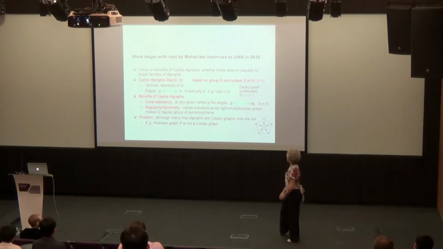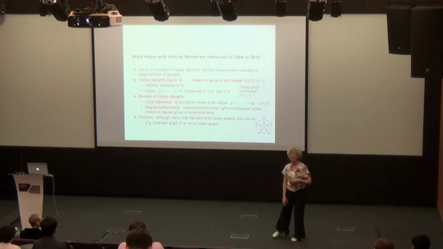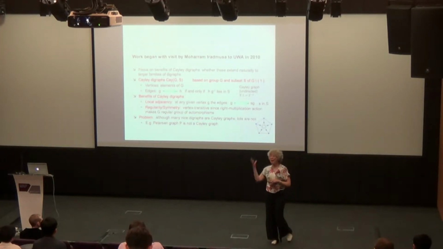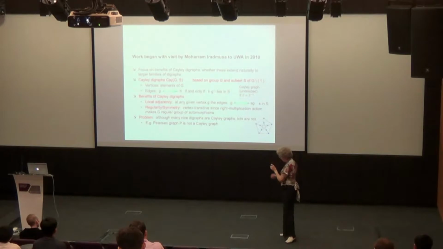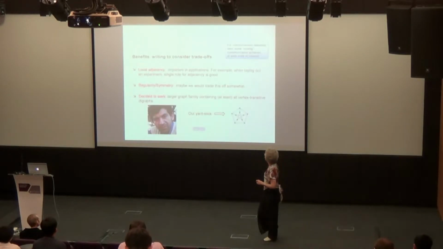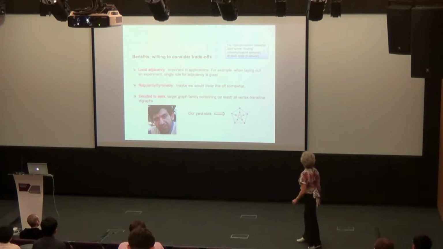So all of these Cayley digraphs are vertex transitive, and there are many nice Cayley digraphs, but lots of vertex transitive graphs are not, and we were using the smallest vertex transitive graph that is not a Cayley digraph as a test. So the Petersen graph is not a Cayley digraph, and we wanted to expand this set, so we would at least include the Petersen graph in our class.